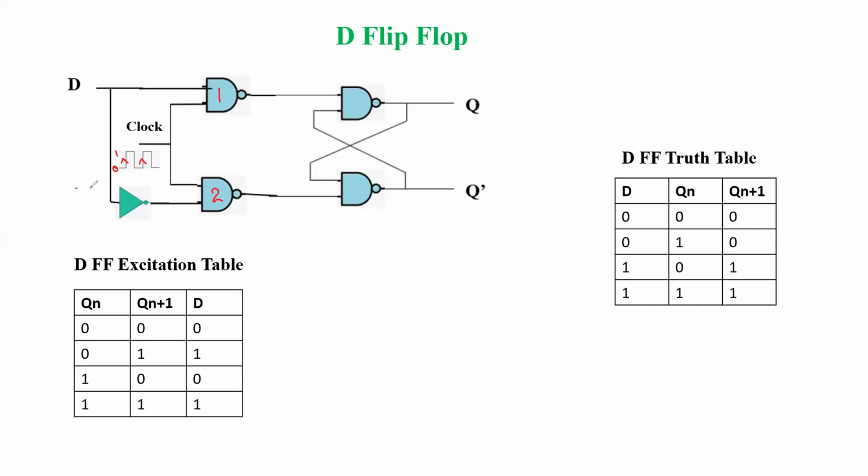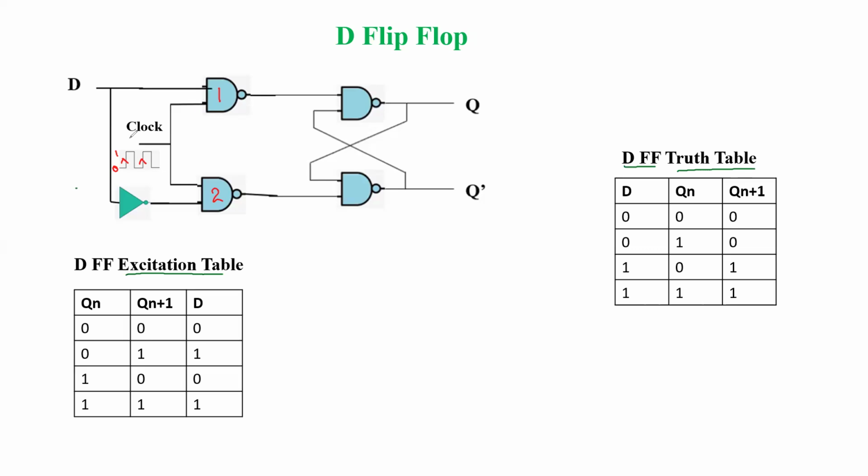Now in the case of a flip-flop, two things are important. One is the truth table, the second one is the excitation table. These two are a must whenever we discuss flip-flops, and later when we see conversion, where we design one flip-flop with the help of another flip-flop, there also it is very important.